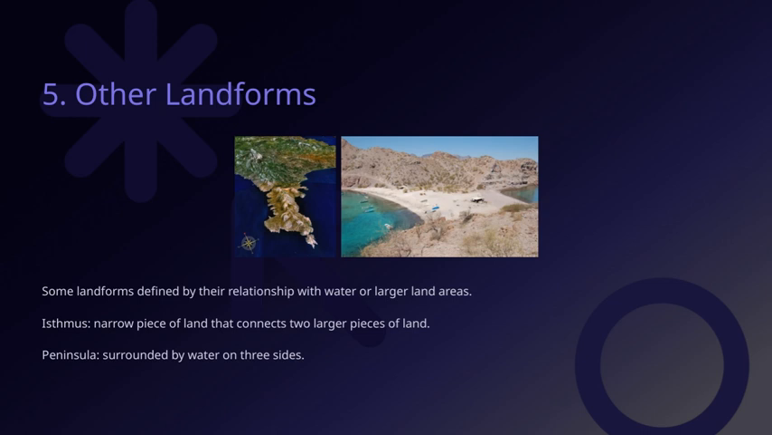These landforms are interesting because they are defined by their relationship with water or larger land areas. Understanding these helps us see how different landforms are shaped by their surroundings and how they influence human activity and ecosystems. This connects to the overall idea that landforms are not just about the shape of the land itself, but also about how they interact with water and larger regions around them.